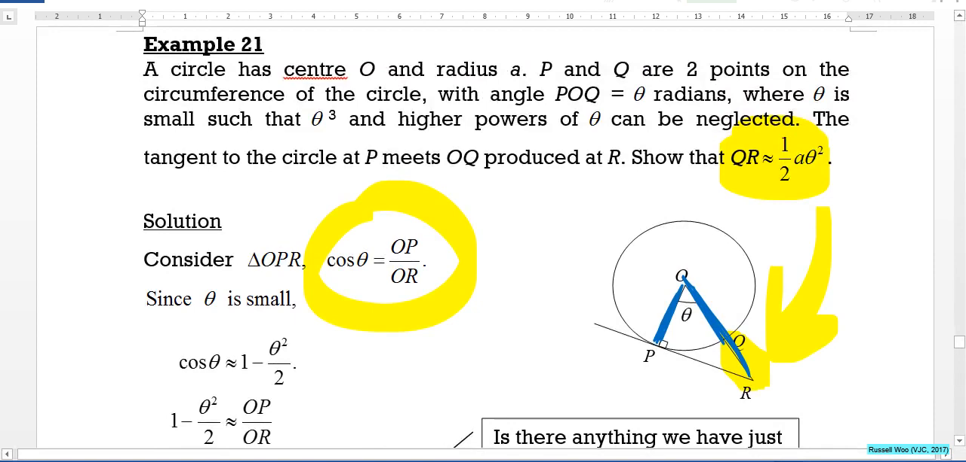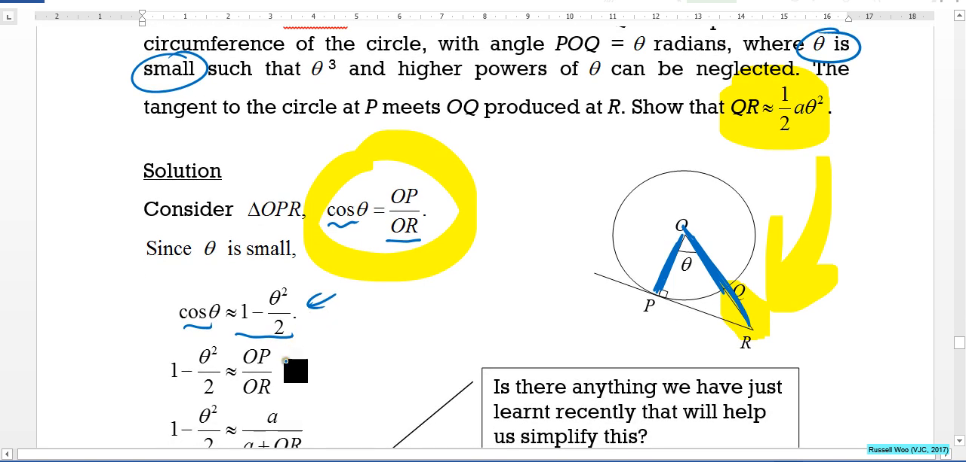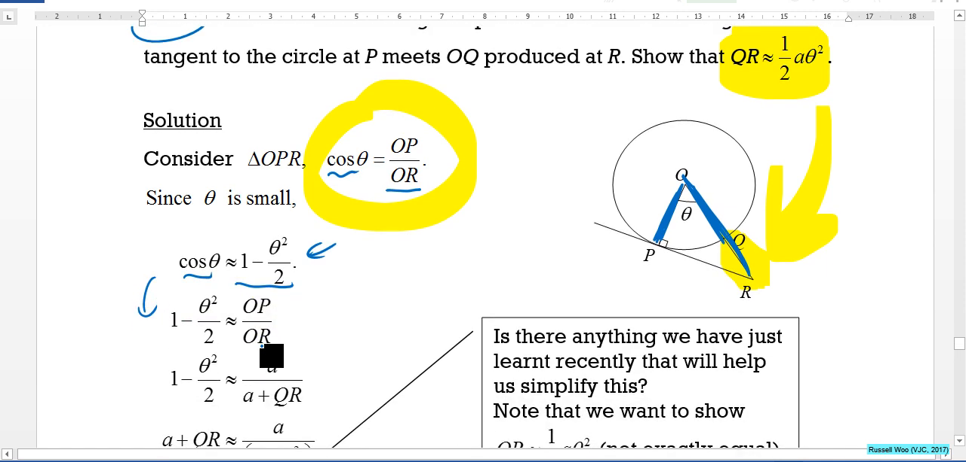So first I write cosine theta is this. And then theta is small. So if cosine theta is this, cosine theta is approximately this. So far so good. Yes, because theta is small. Therefore, cosine theta is 1 minus theta squared over 2 equals OP over OR. My objective is to make QR the subject of the formula.